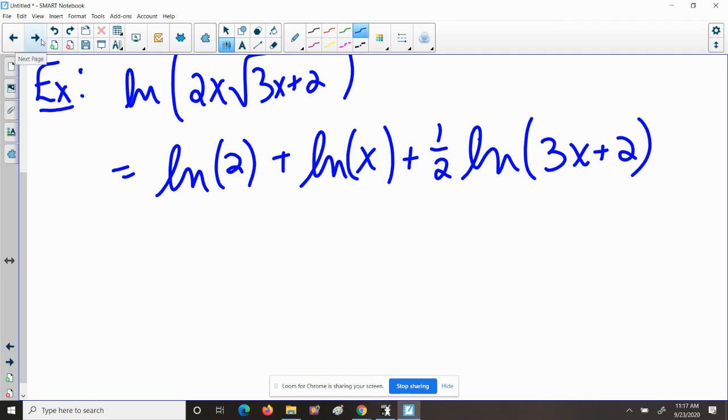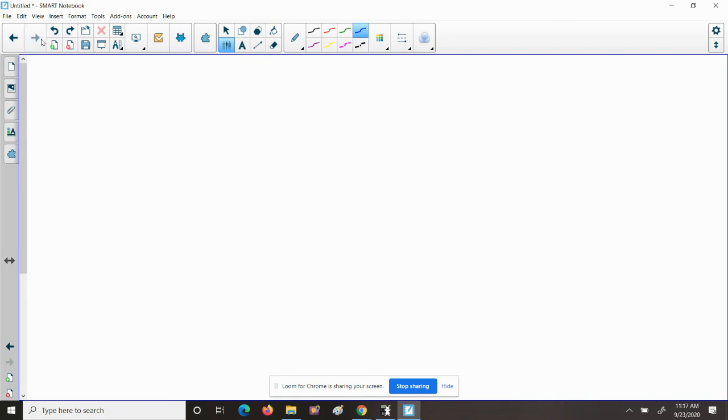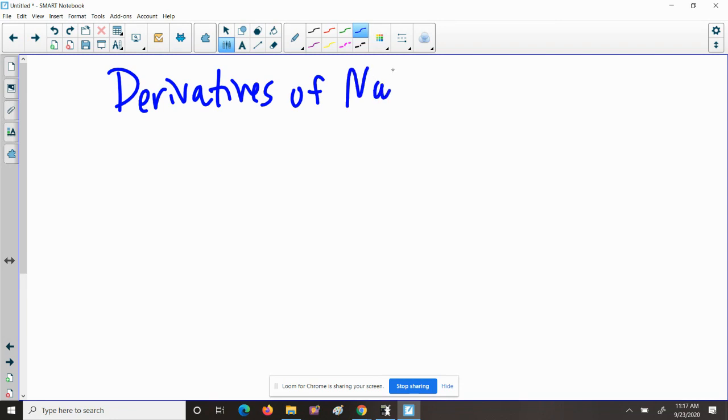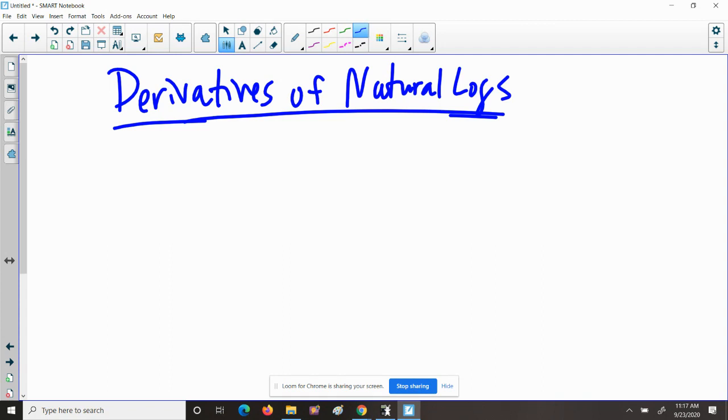So let's get started looking at derivatives. Okay, derivatives of natural log functions.